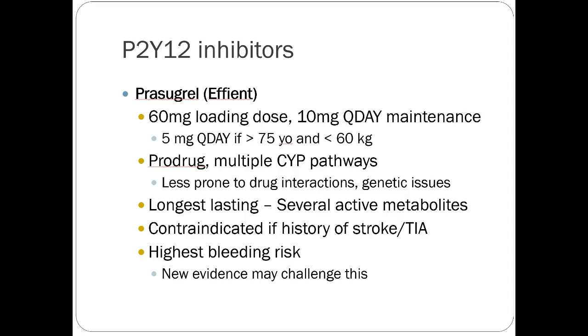It's the longest lasting of the P2Y12s. It has a lot of active metabolites. Therefore, it also has the highest bleeding risk. And it's contraindicated if you have a history of stroke or TIA, as it's shown to increase risk. People have had risks of converting from an old ischemic event into a hemorrhagic stroke with this drug, so we don't use it anymore in those patients specifically. These P2Y12s have a big role in stroke prevention too, and again, we'll come back to that next spring.